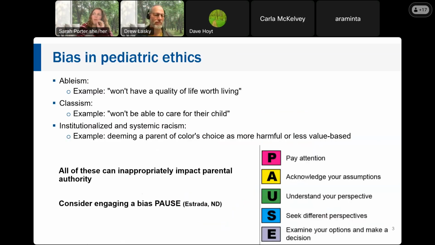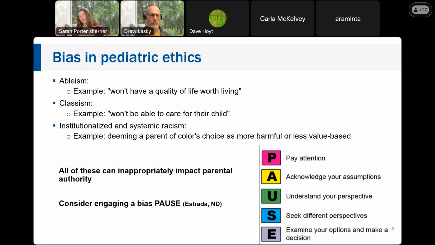So I want to take a moment and talk about bias in pediatric ethics because it comes up a lot in cases like this. While we didn't specifically call out bias all along the way, much of our talk is informed by the ways in which bias impacts the thinking that goes into these cases. So for example, ableism, right? This child won't have a quality of life worth living.